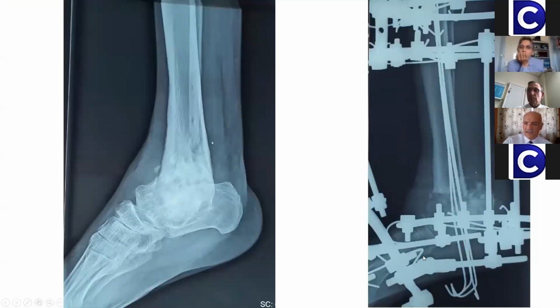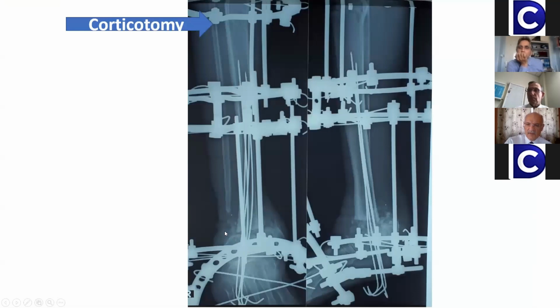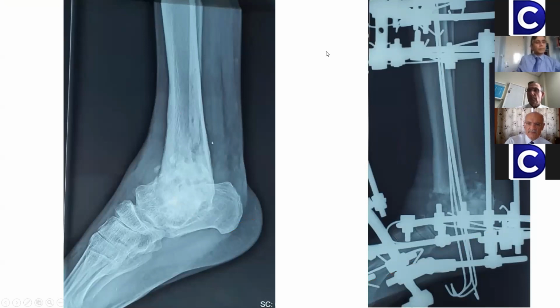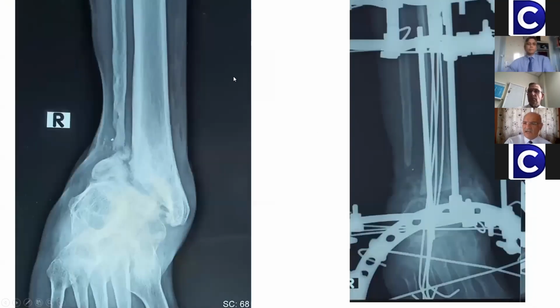You can see here, by arthrodesis, you can refashion the distal part and correct the varus and the equinus, and you do corticotomy to compensate for the shortening. See the correction of the deformity. Again, you can do extra-articular correction of the ankle.